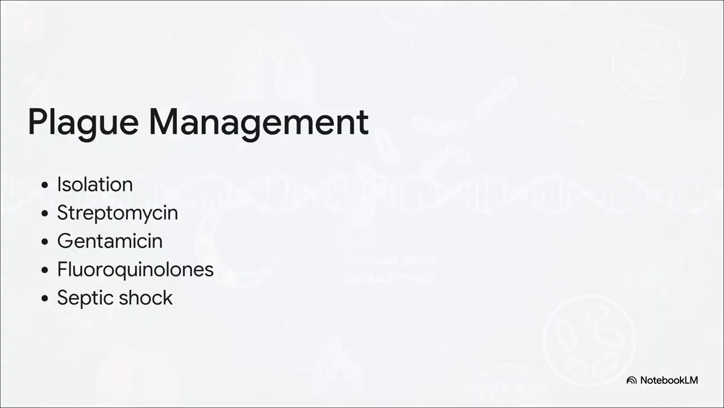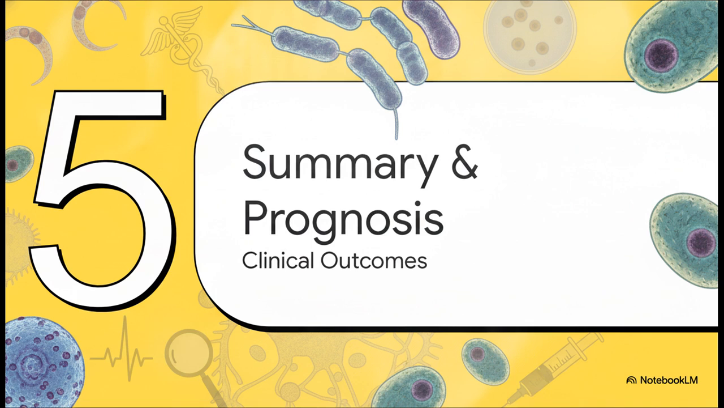For management, step 1 is absolute isolation to stop a respiratory outbreak. Step 2 is immediate IV antibiotics. We use streptomycin, gentamicin, or fluoroquinolones for about 10 to 14 days. The complications are devastating: disseminated intravascular coagulation, profound septic shock, and rapid death. Let's move on and see how this builds into Section 5, Masterclass Summary and Prognosis.